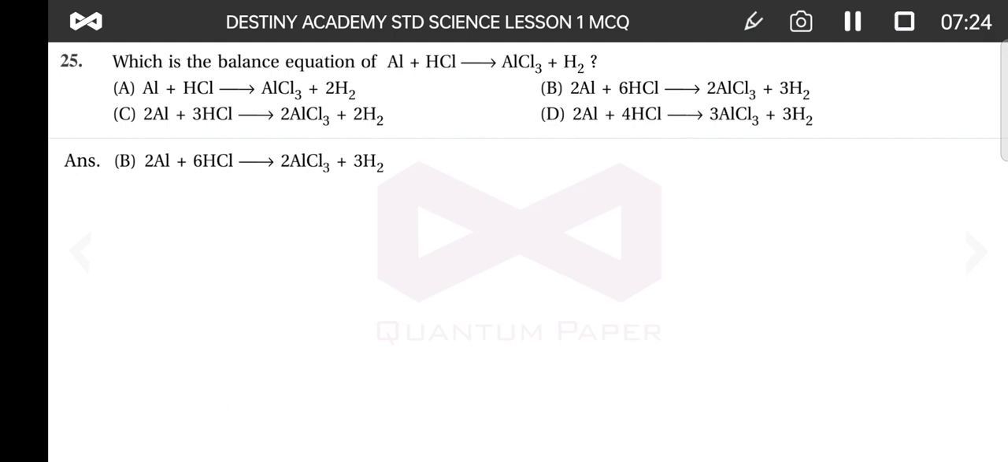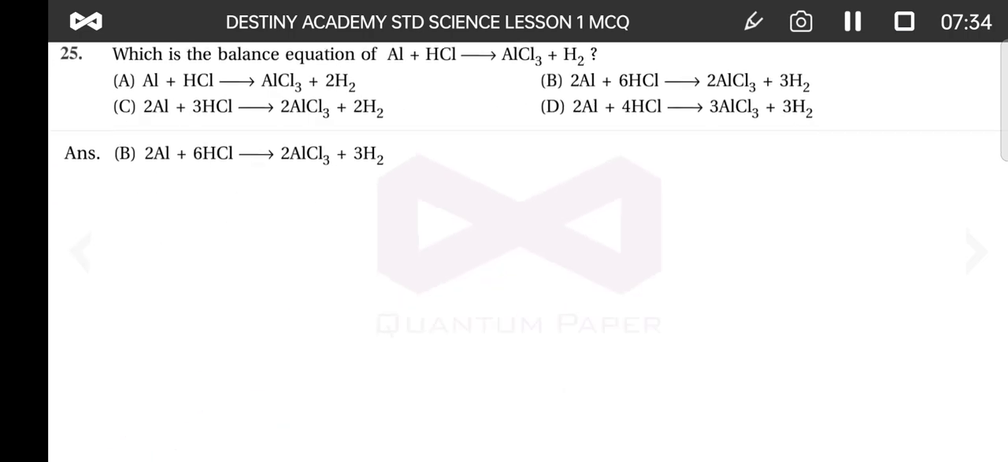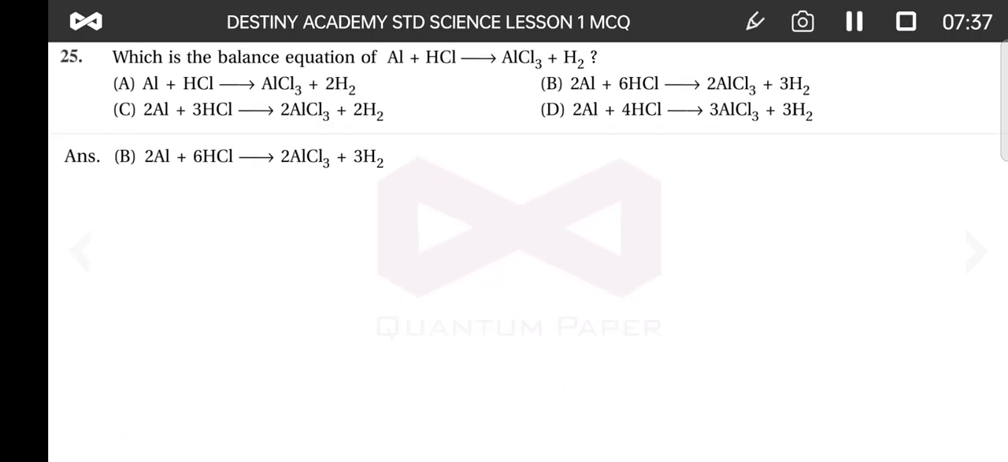Which is the balanced equation of Al + HCl gives AlCl3 + H2? So the correct answer is option B. Option B is that balanced equation.